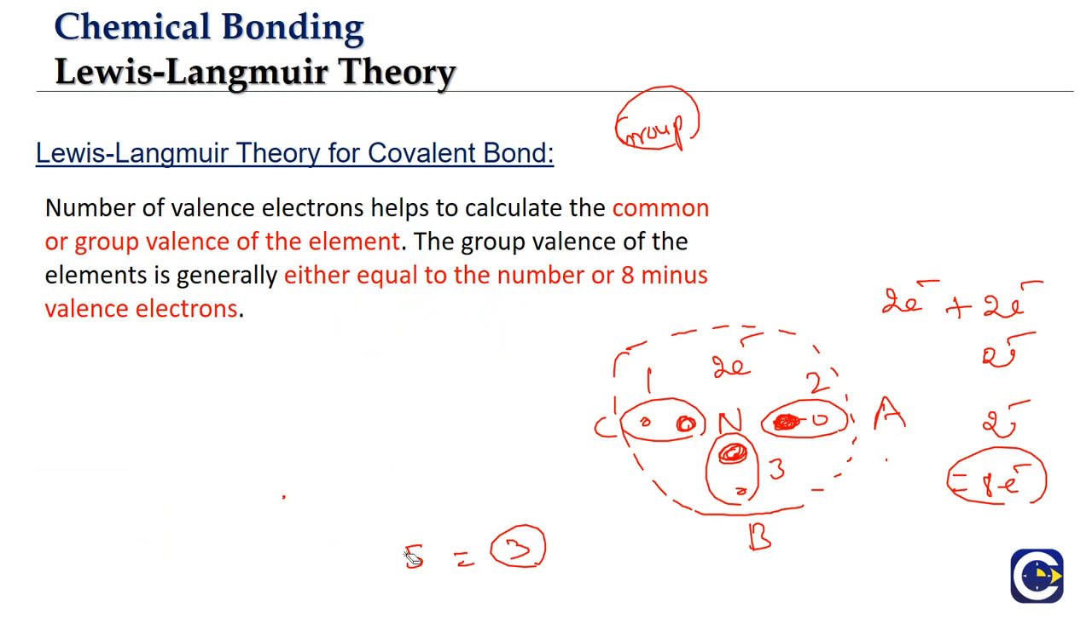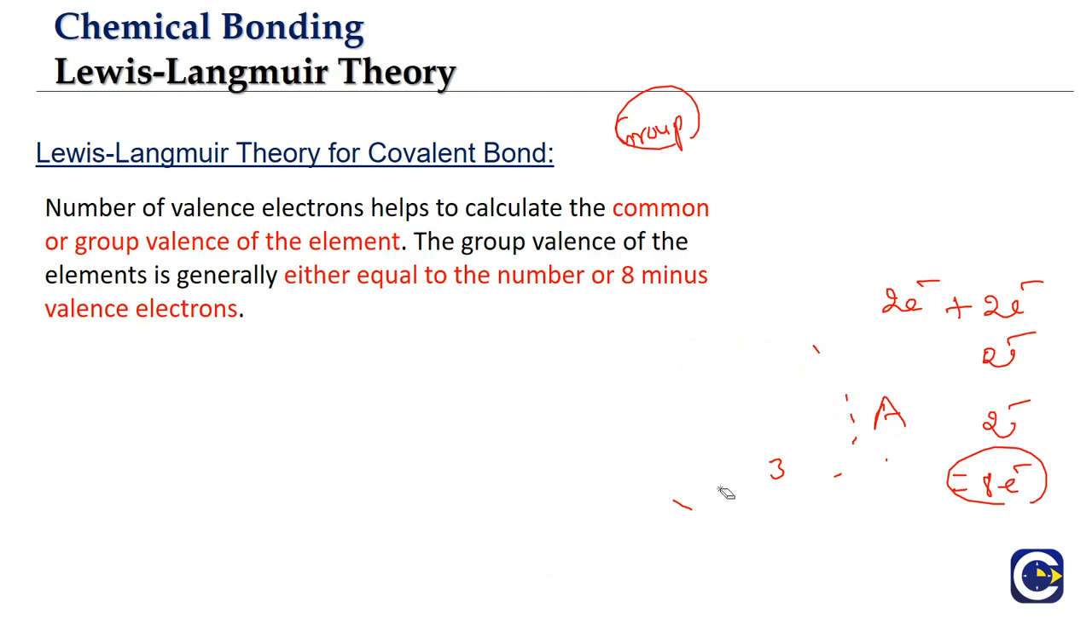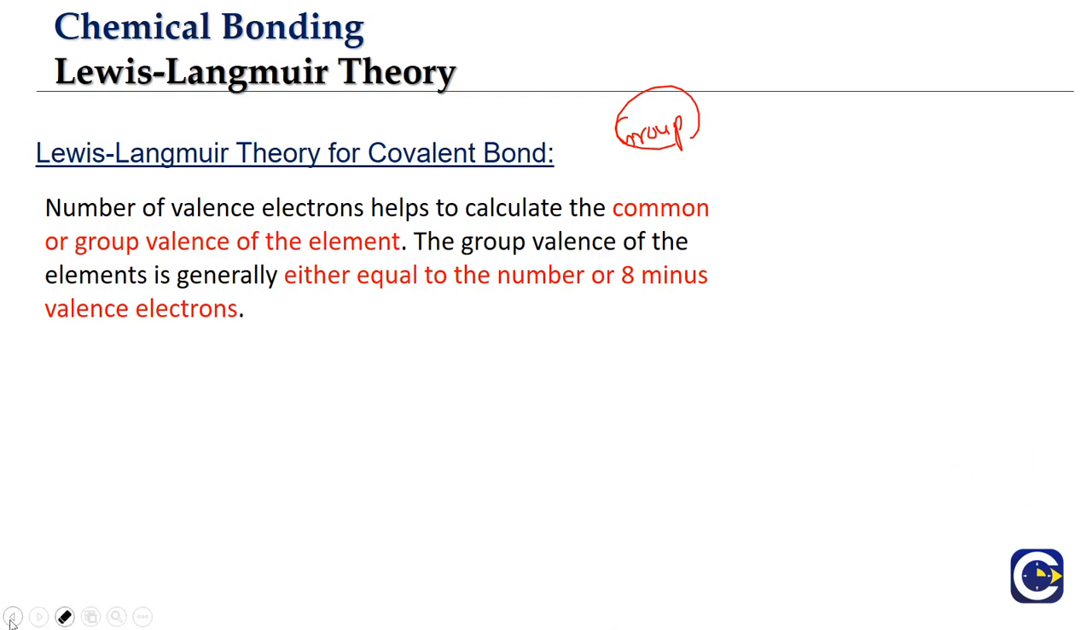So once we cover the different groups, of course we'll try to look at the representative elements, because the way the D block and F block elements form chemical bonds will be a little bit different. So we'll talk about it a little later, but here we'll focus on the representative elements.